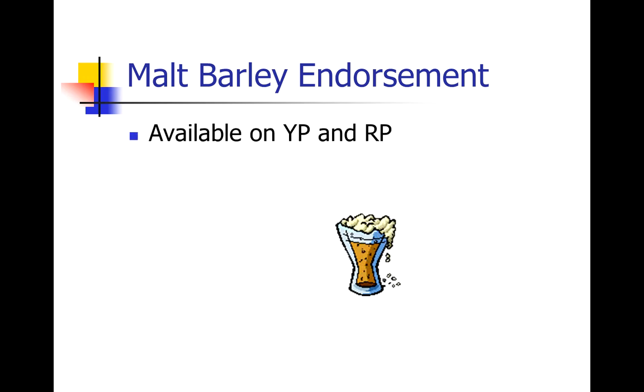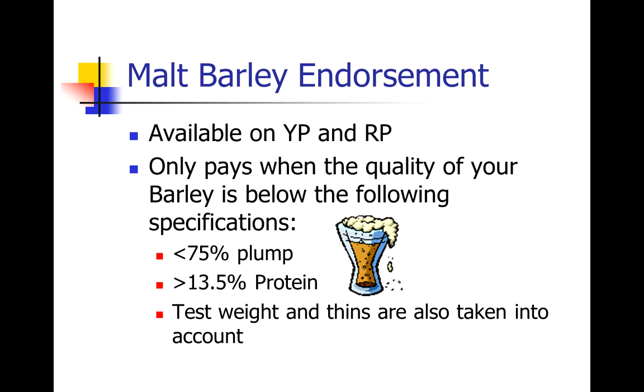The one option that people usually look at doing on barley is the Malt Barley Endorsement, which is available whether you choose yield protection or revenue protection. Like I said, most of you would end up doing yield protection, revenue protection on this insurance, but you can do it with either option. It only pays when the quality of your barley is below the following specifications. So if your contract says 80 plump on it to make malt and you end up at 78 and they reject the barley, in order to get paid on the crop insurance side of things, we have to be below 75.